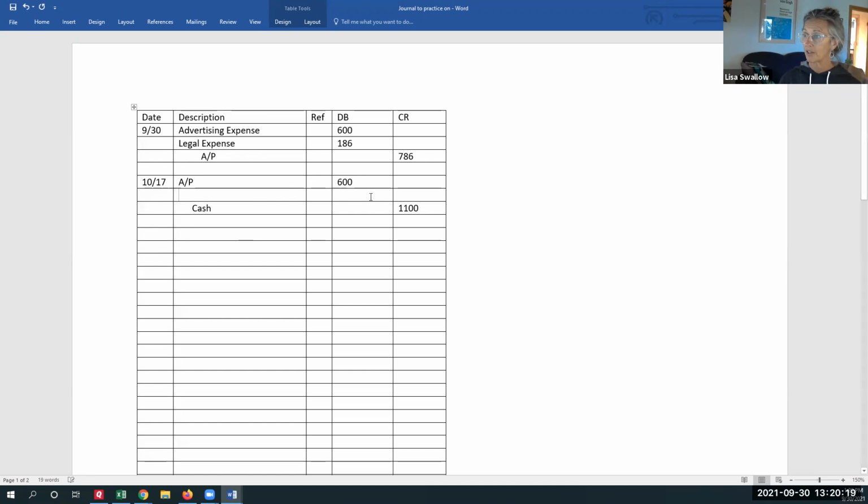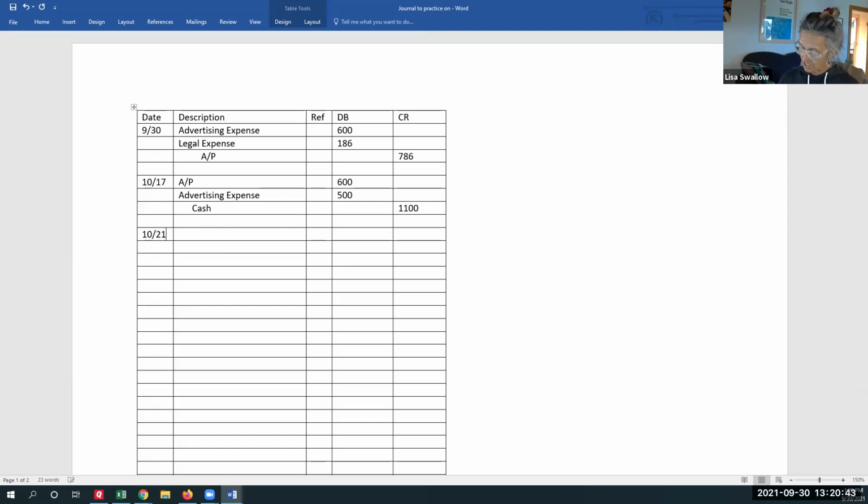Therefore, what's the other $500? That is the expense that belongs to October. So my P&L for September, yep, $600. P&L for October, yep, $500. Doesn't matter when I pay it. Accrual accounting tells me that.